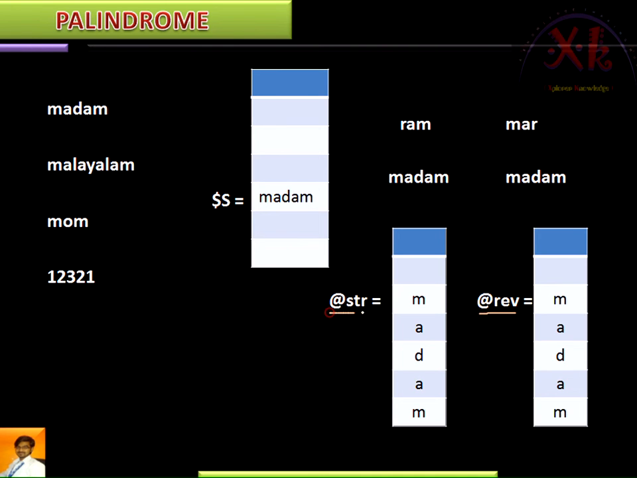Now the original string characters and the reverse string characters, I'm going to compare character by character, one location after another location. So this is the ith location, this is the i plus 1th location, and the i plus 2th location, and so on, till the total length of the string. The total length of the string is going to be 5 characters. Till then I have to compare character by character. So let us now see the program.